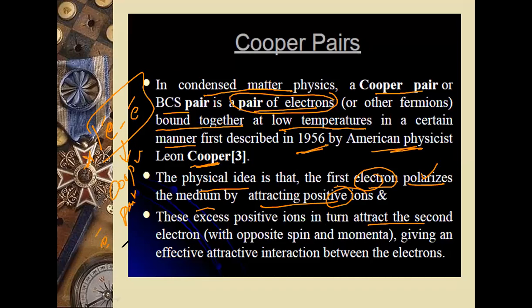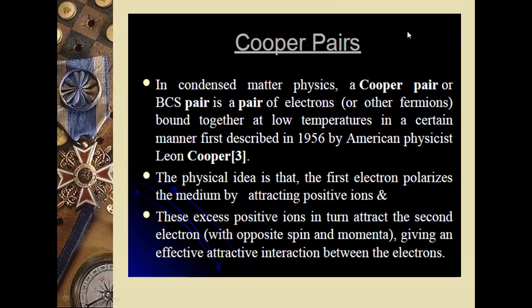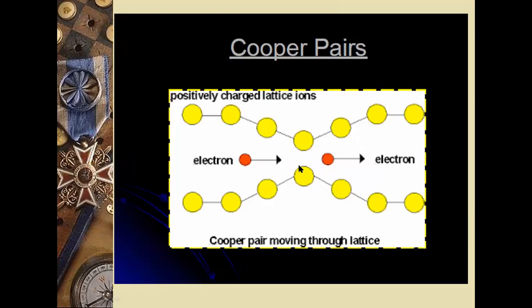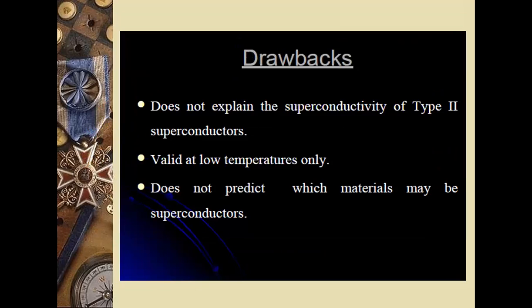So the first electron moves to another place, and a positive core is created. Another electron comes here, and this electron is negative, so these two form a bond. Those are called Cooper pairs. You can see here a Cooper pair moving through the lattice. The yellow ones are the positively charged lattice. Electrons repel, but they come together and form Cooper pairs.